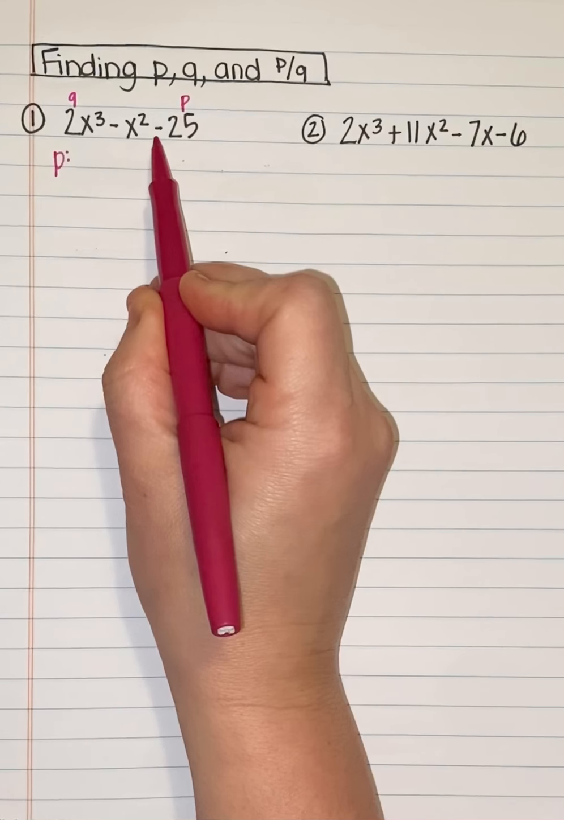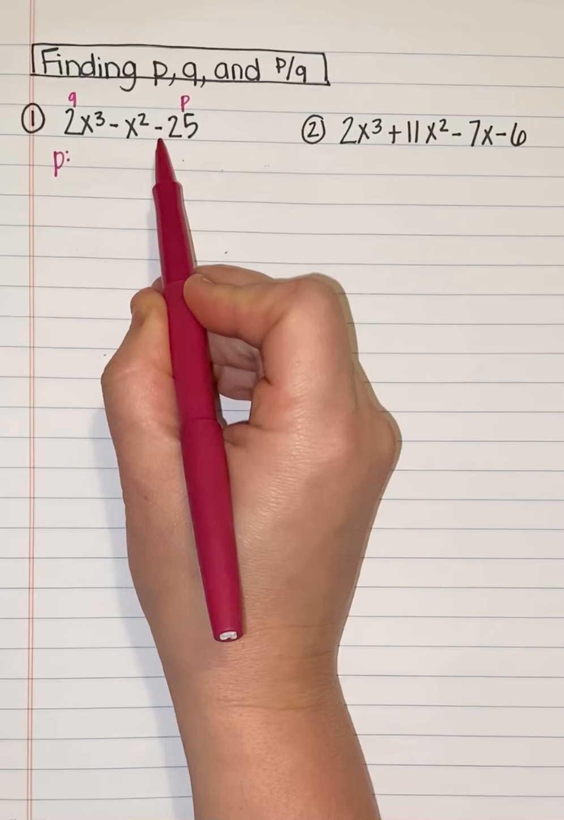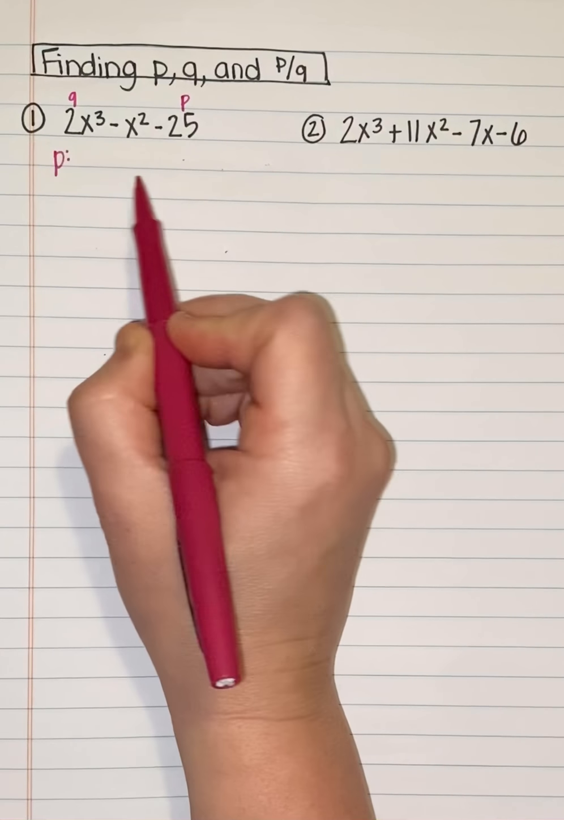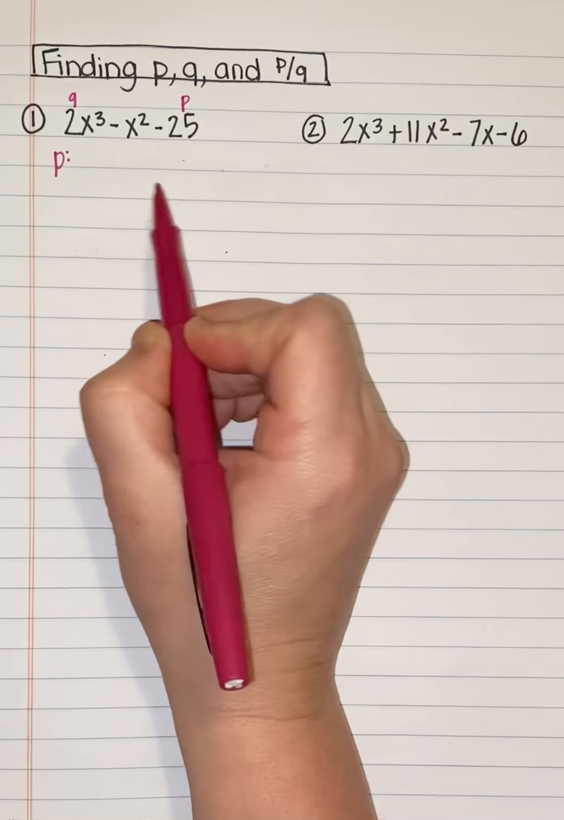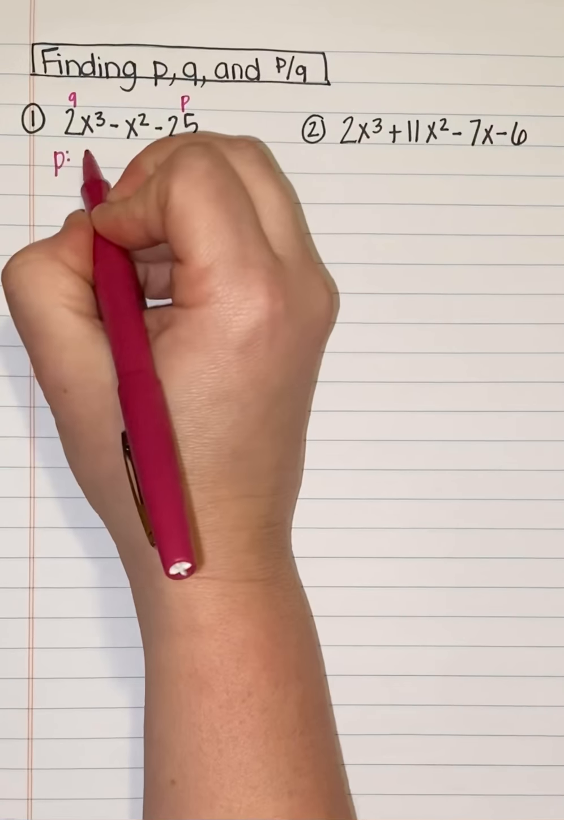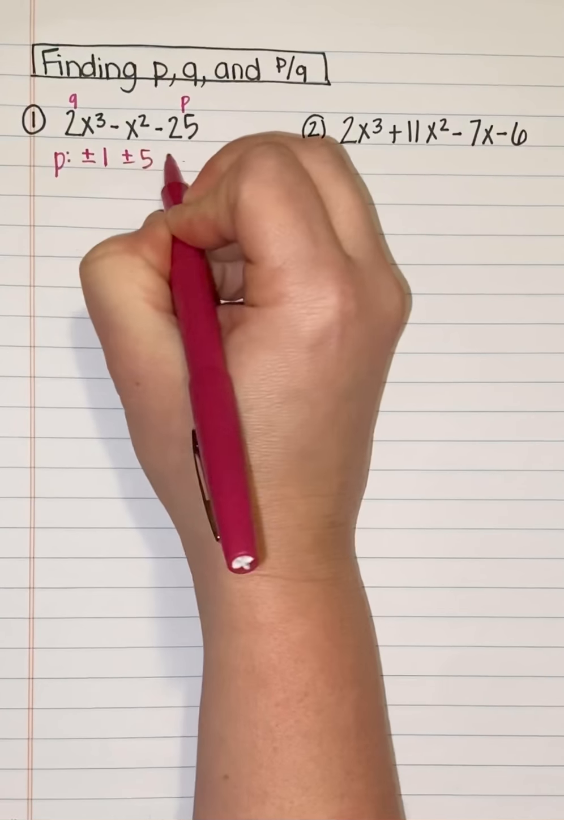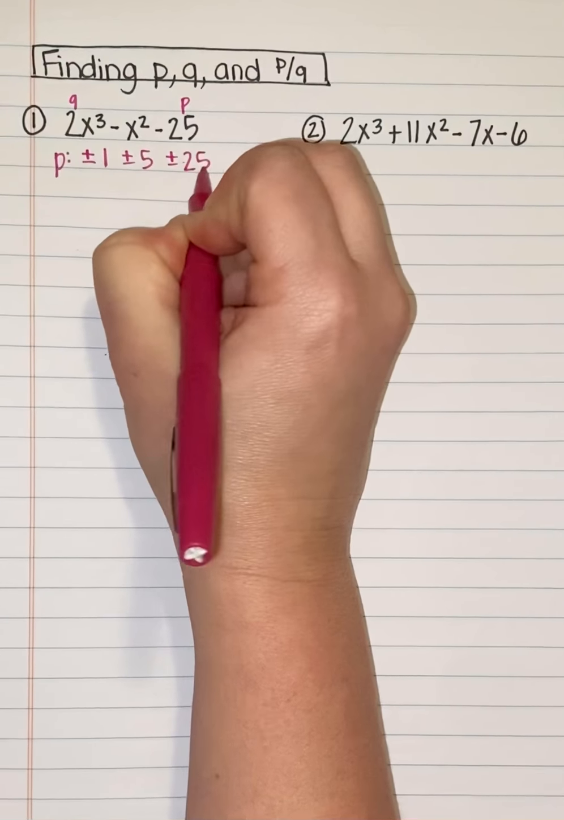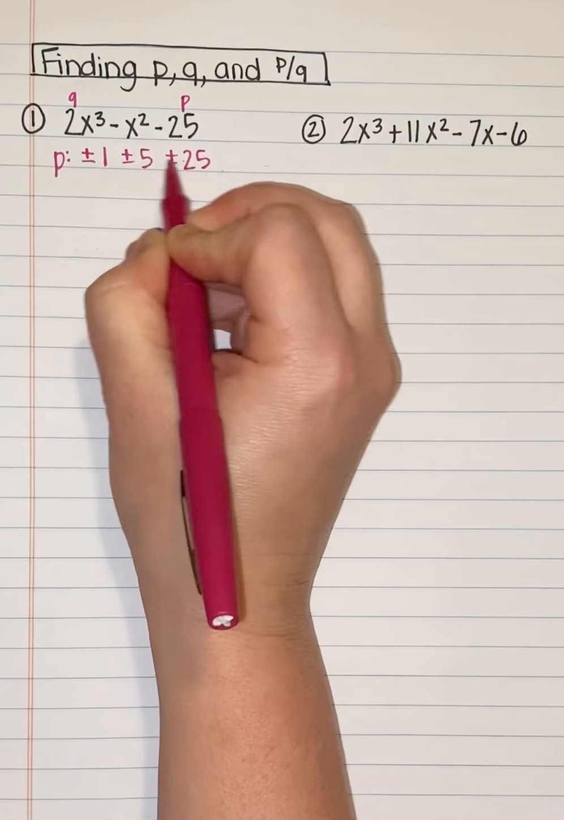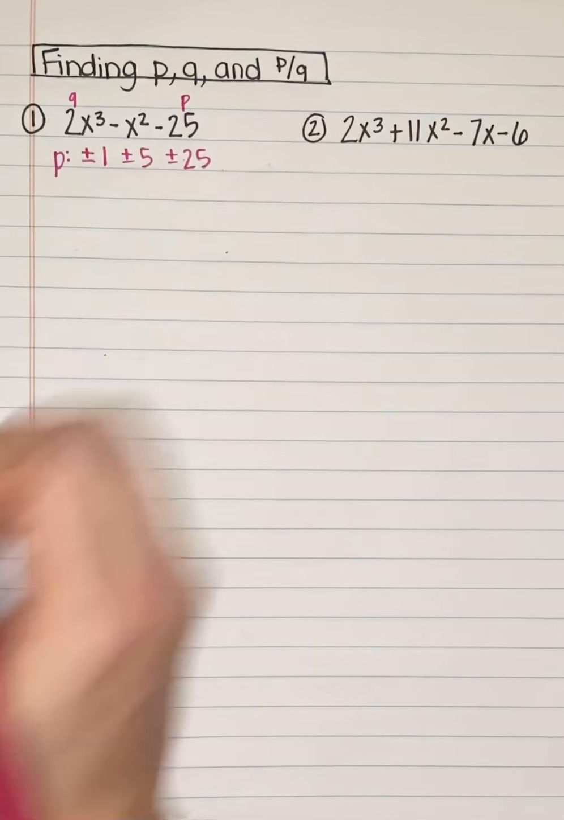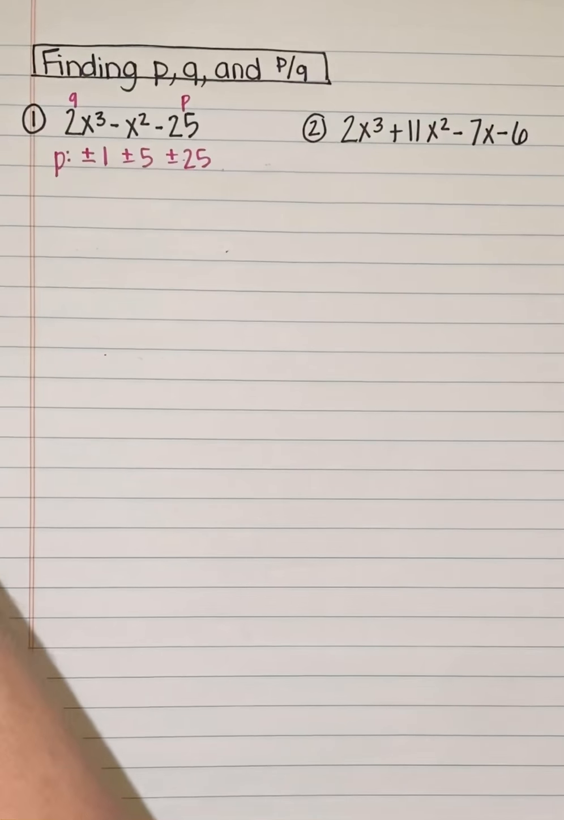Now, one thing I have to work with is this negative sign. To multiply to get a negative, I can have a positive times a negative or a negative times a positive. So whenever we write these P's and Q's, we're always going to put plus or minus in front of them. So let's go in order. First thing is 1. Next one is 5. And the next one is 25. So 1 times 25 can give me 25, or 5 times 5 can give me 25. Those are the numbers that multiply to give me P.